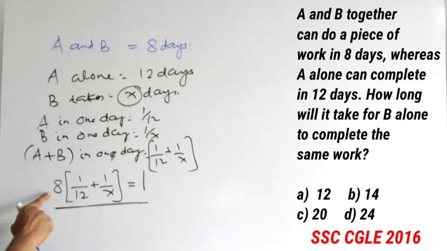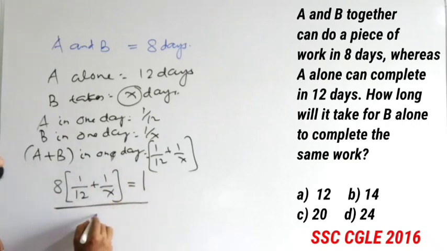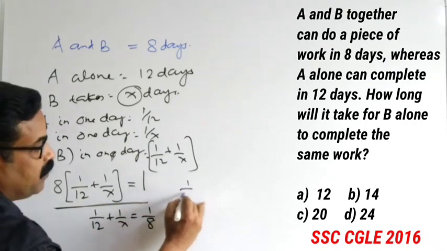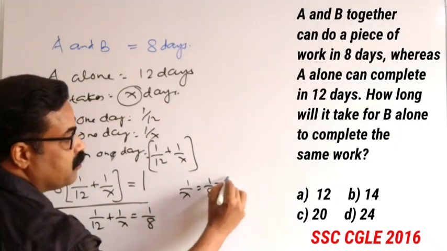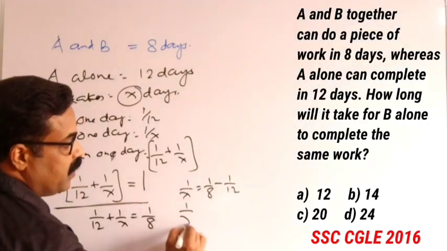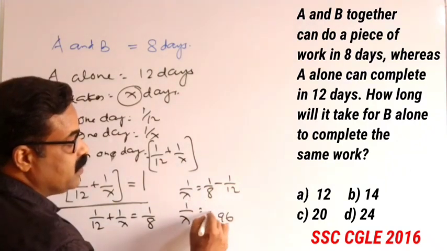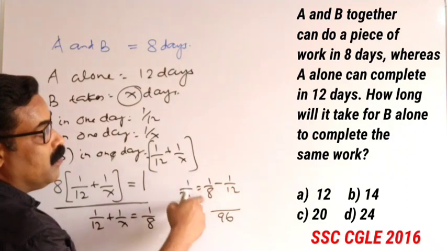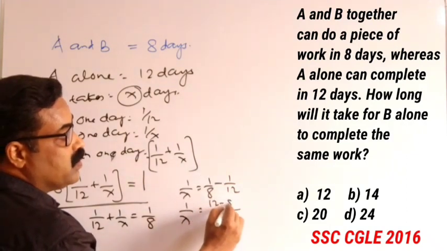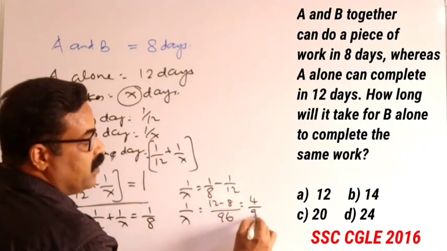Here if I take this 8 to this side, it will become 1 by 12 plus 1 by x is equal to 1 by 8. Keeping 1 by x here, I am taking this 1 by 12 also to this side. So what I will get? I will get 1 by x is equal to 1 by 8 minus 1 by 12. So 1 by x is equal to, LCM of 12 and 8 is 96, and 12 minus 8 is equal to 4 by 96.